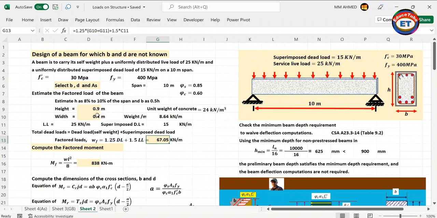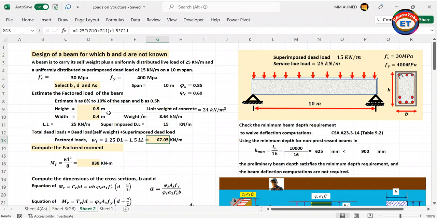So using this height and width, easily we can find the weight per meter of this beam, because we know the unit weight of concrete, so it is very easy to find. Again, using live load and superimposed dead loads, we can find the total dead load. As we see here, it is written dead load self weight plus superimposed dead load. So for 1.25 factor, it will be multiplied by this total dead load and this is 1.25, this is 1.5 multiplied by live load, it is 25. So surely we get this 67.05 kN per meter.